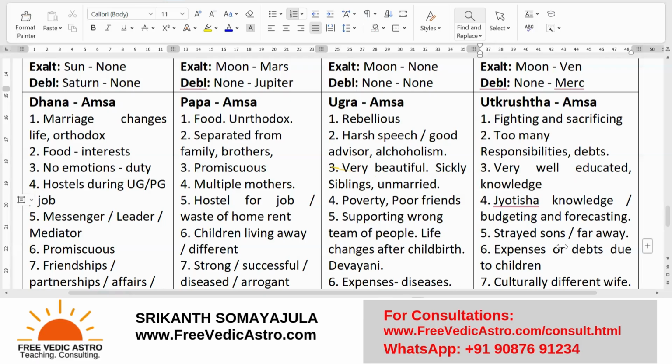Also, sir, do you think combustion will affect the results? Everything will affect the results, but we are currently dealing with Nakshatra Charanas. Once this is over, maybe. What I'm trying to understand is what if 4 or 5 planets of a chart are combusted? That's what I'm saying.